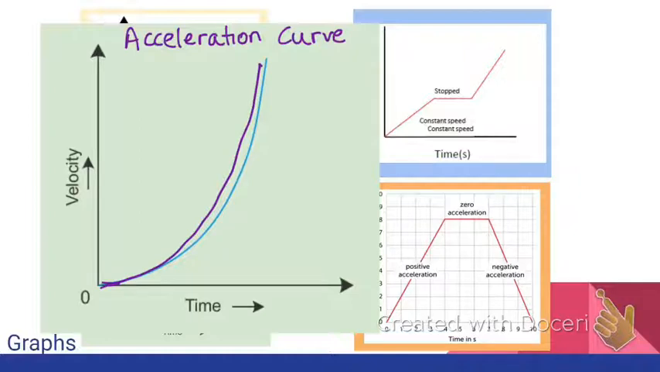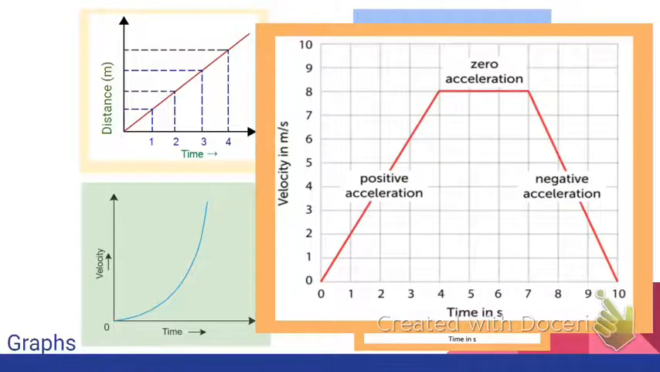The other graph that I want you to add in, we're also going to title an acceleration curve, but it looks a little bit different than this graph over here because there's a positive acceleration. There's an opportunity here for 0 acceleration, meaning it's not moving, right? There's no change in the velocity. And then here is a negative acceleration. We might also call that a deceleration.